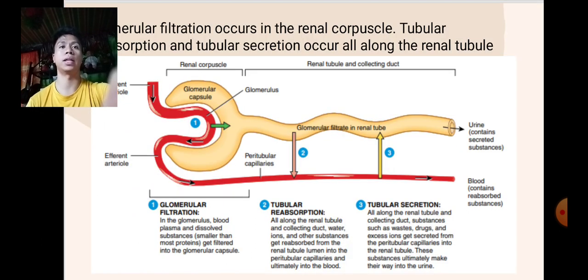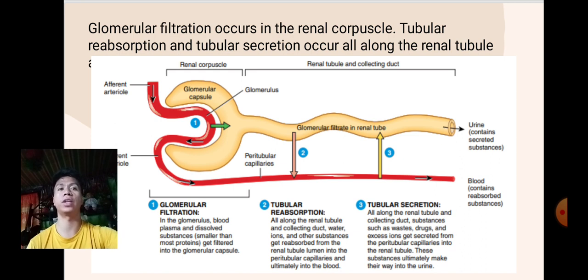Okay, next slide. So we have here the glomerular filtration occurs in the renal corpuscle. Tubular reabsorption and tubular secretion occur all along the renal tubules. So take note that glomerular filtration occurs in the renal corpuscle in the kidney. Then because of the term tubular, tubular reabsorption happens along the renal tubules. So just look at the picture.